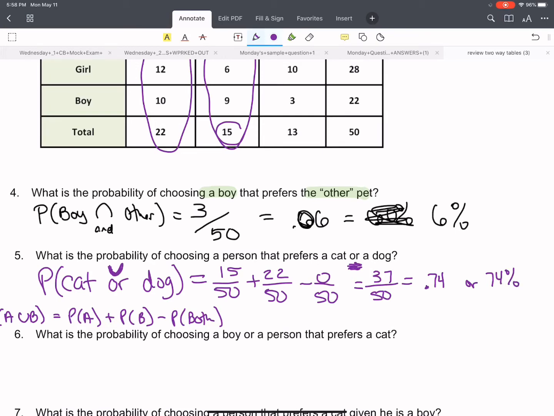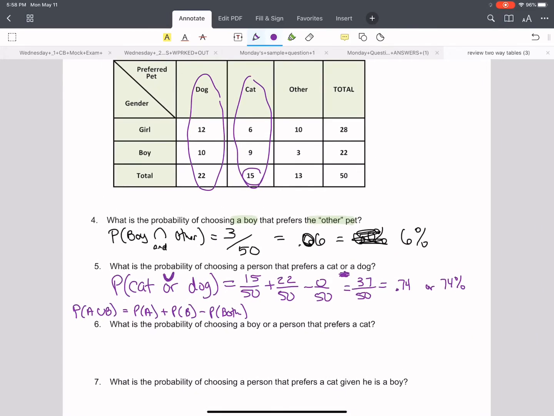Okay, so that's the other option. Now let's see this other one. What is the probability, I'm going to pick a different color here, of choosing a boy, or there's that word, or a person that prefers a cat? So the probability of boy or cat. Okay, so that would be my formula.